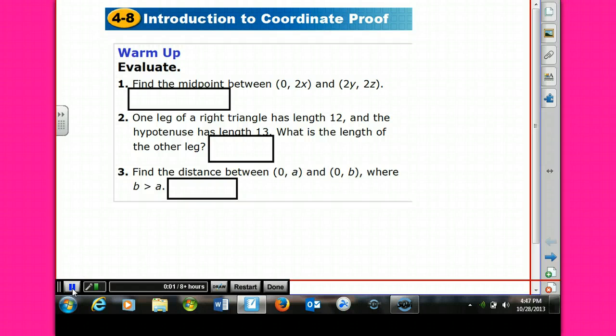Welcome back, Geometry. We are in Chapter 4, Section 8, and we are going to look at coordinate proofs today. So pause the video, try these warm-up questions, come on back and check your answer.